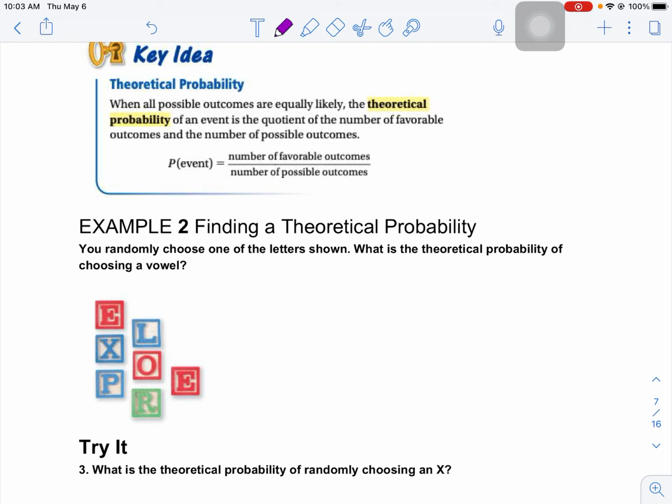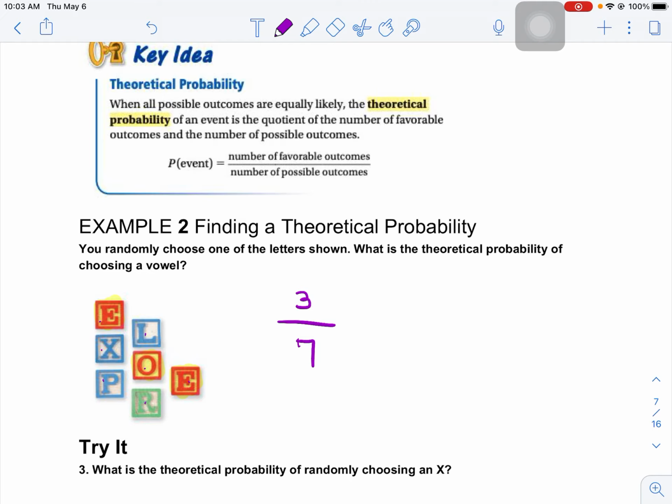Okay, well, our vowels, right, are E, O, and E. Okay, so we have 3 different possibilities for vowels. So we have 3 favorable outcomes. Okay, there's a total of 1, 2, 3, 4, 5, 6, 7 letters. Okay, so our theoretical probability of choosing a vowel is 3/7.